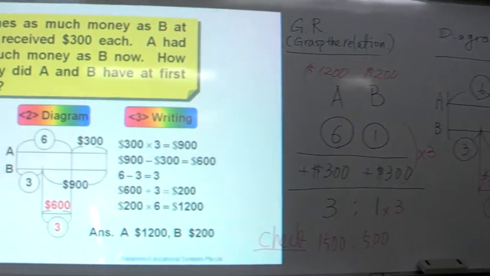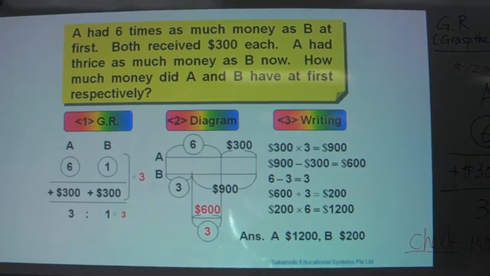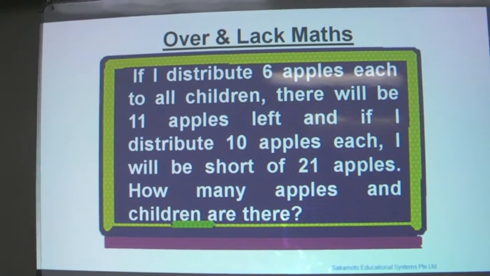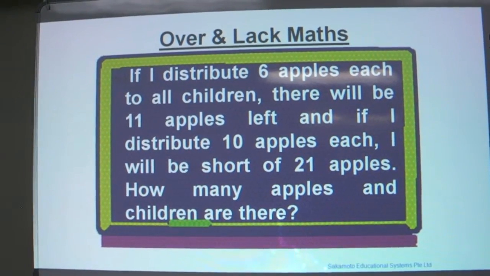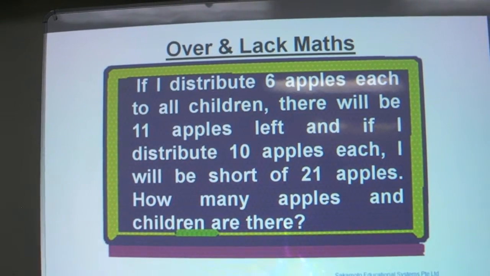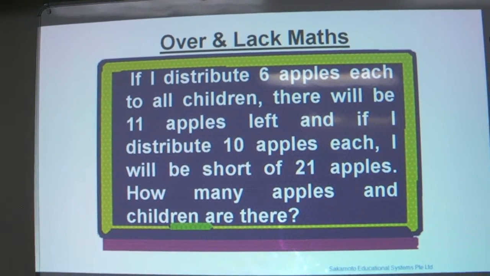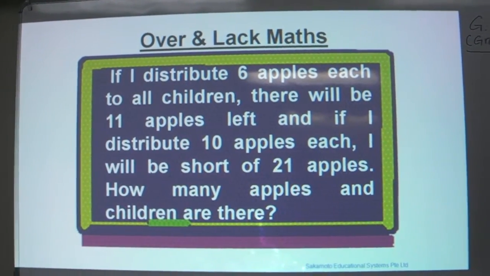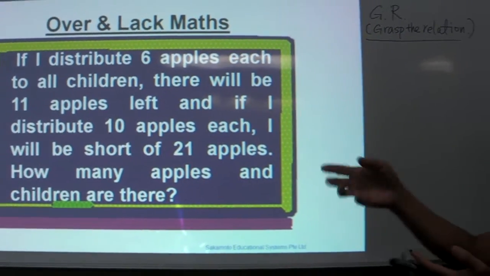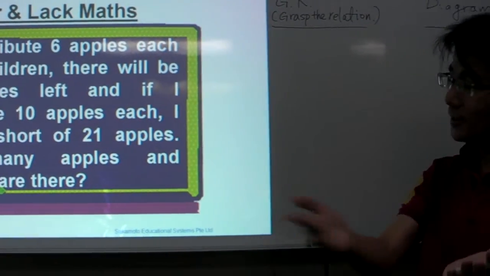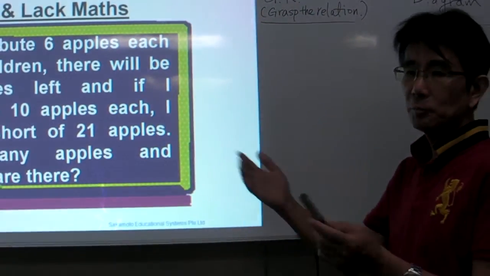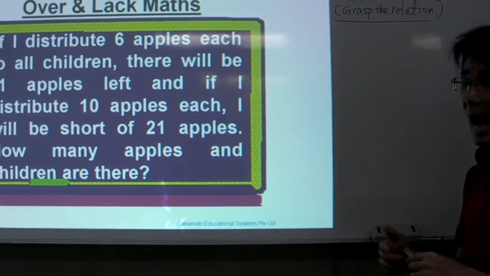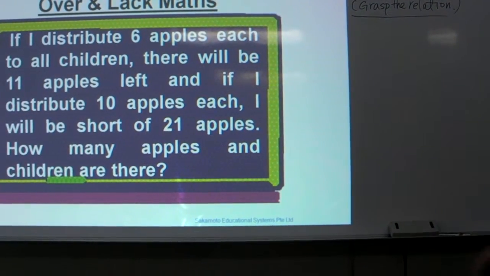Let's change the topic. How about this question? Alright, if I give 6 apples each to all children, then there will be 11 apples left in my hand. But if I try to give 10 apples each to all the children, I will be short of 21 apples to complete. In this case, how many apples and how many children are there?